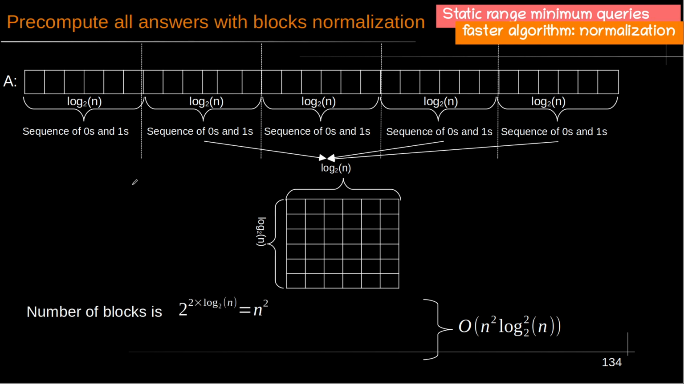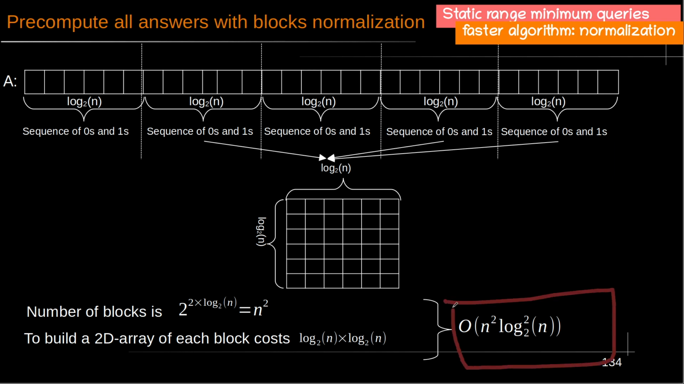So the number of blocks, if block size is log base 2 of n, will be 2 power 2 times log base 2 of n, which is n squared. And to build it, each block costs, of course, log base 2 of n squared. Okay. So the overall time complexity will be this one.